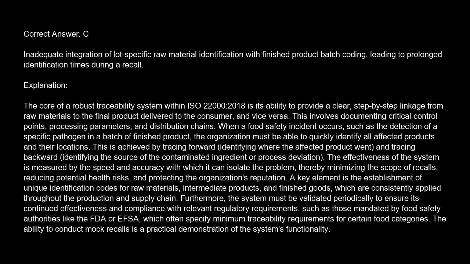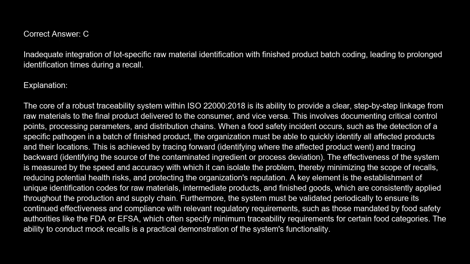When a food safety incident occurs, such as the detection of a specific pathogen in a batch of finished product, the organization must be able to quickly identify all affected products and their locations. This is achieved by tracing forward, identifying where the affected product went, and tracing backward, identifying the source of the contaminated ingredient or process deviation. The effectiveness of the system is measured by the speed and accuracy with which it can isolate the problem, thereby minimizing the scope of recalls, reducing potential health risks, and protecting the organization's reputation.